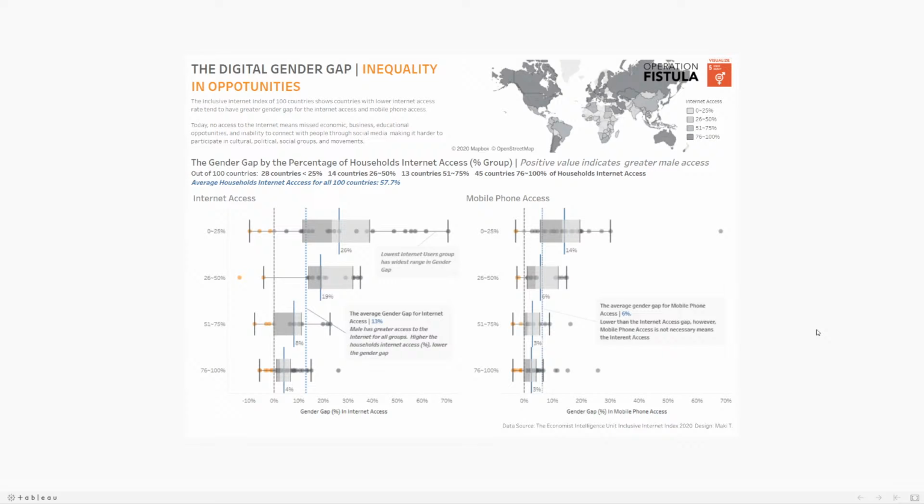Which is, I think, a useful insight and an interesting one, but it's hard for me to figure that out from here. And that could even be the main story of the viz. And then, we see the spread between what the gender gap is, or the range gets smaller and smaller the more we get close to 100% of internet access.